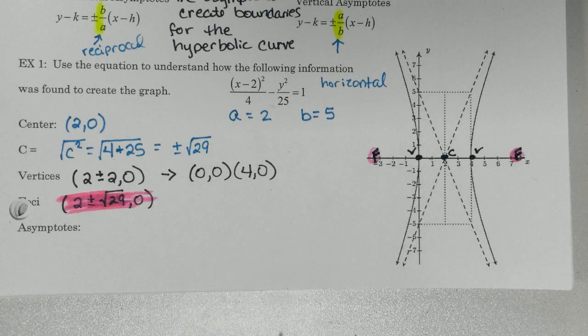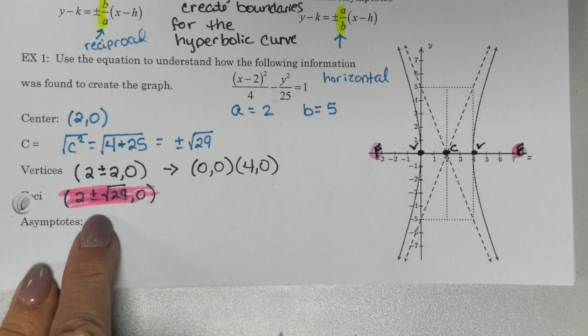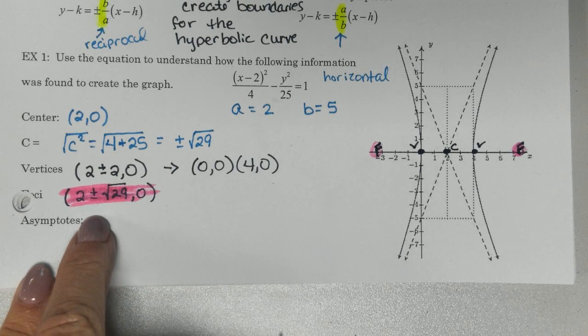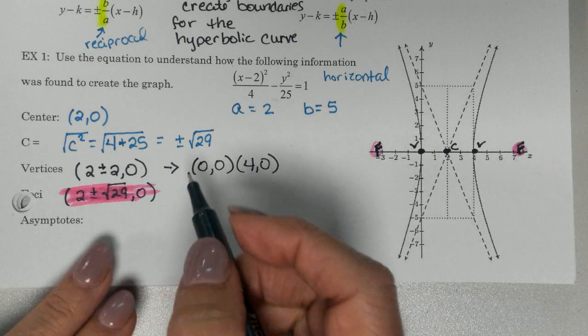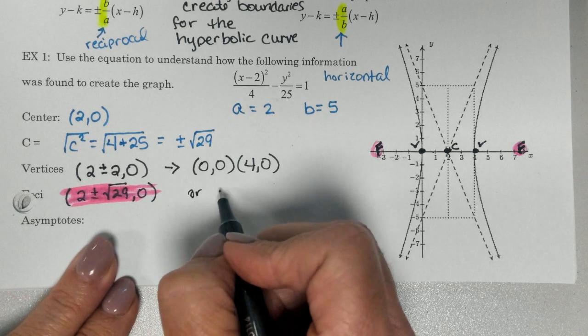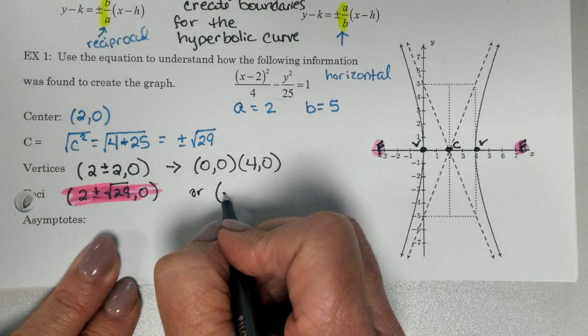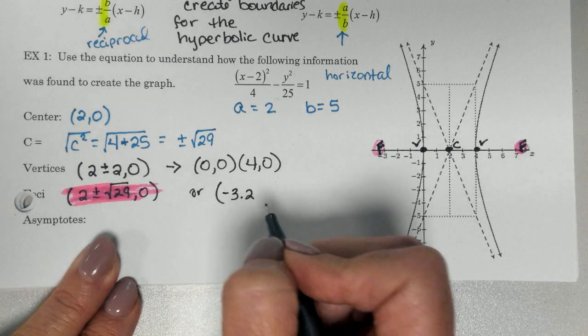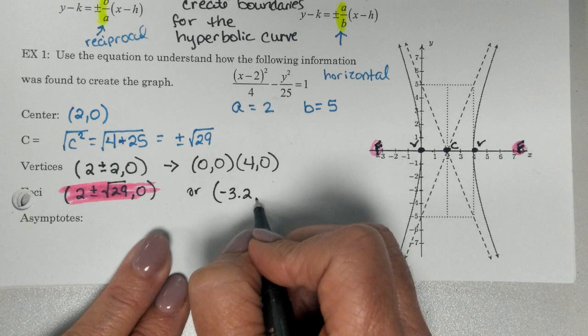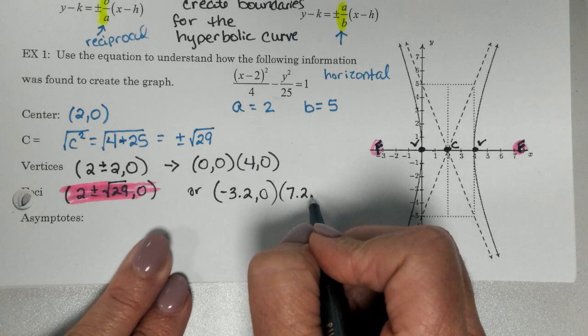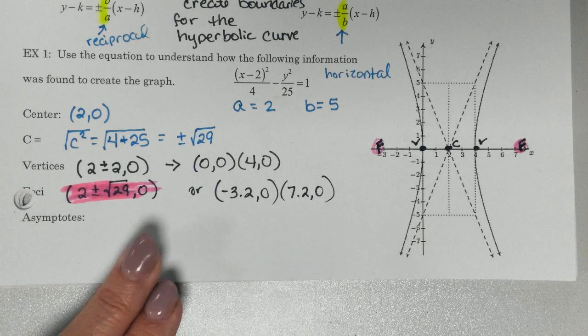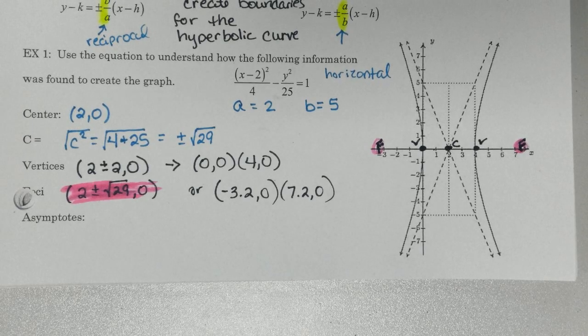And I am fine with you just leaving your answer for your ordered pair just like this. If you wanted to, you could go in and say my point is at, I'm just making up, negative 3.2, 0, and 7.2, 0. I'm not sure exactly what it is, but it's just around there.